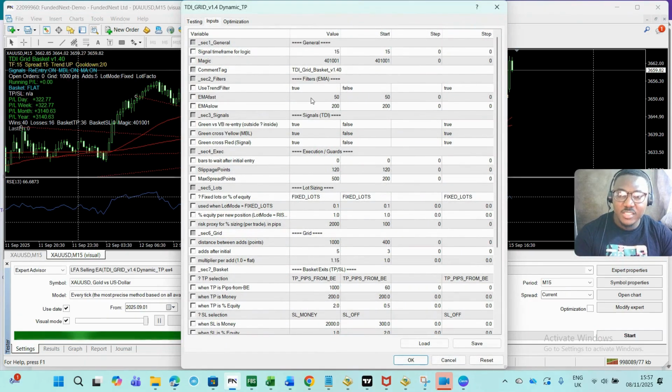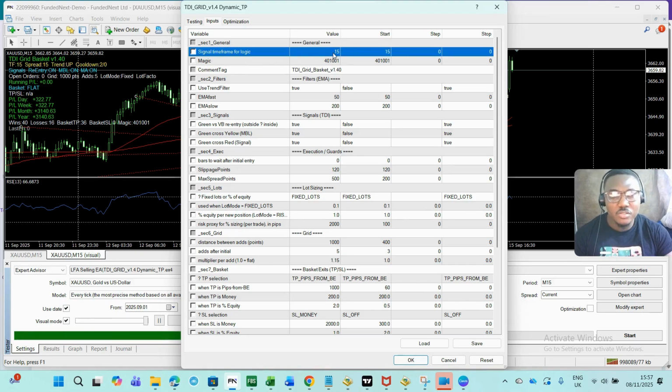So now to the settings, we have the general settings. The general settings is where you put the time frame. I will recommend you use 15 minutes if you don't like to trade aggressively. If you like your EA to always trade, then you can use 5 minutes. But I would advise you stick to 15 or 30 minutes. That gives you a better signal.